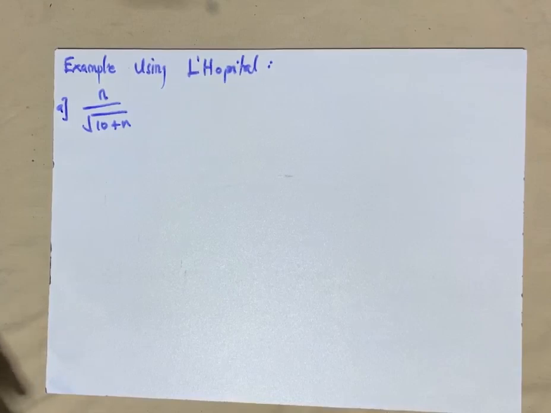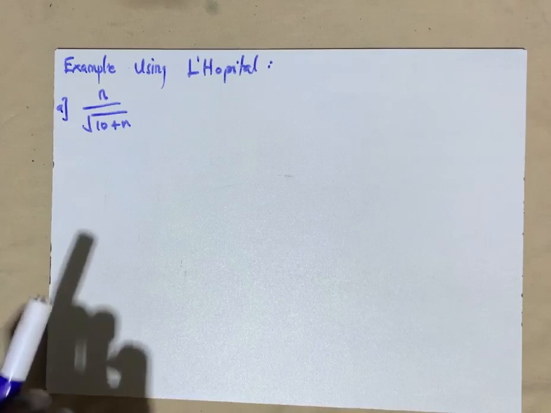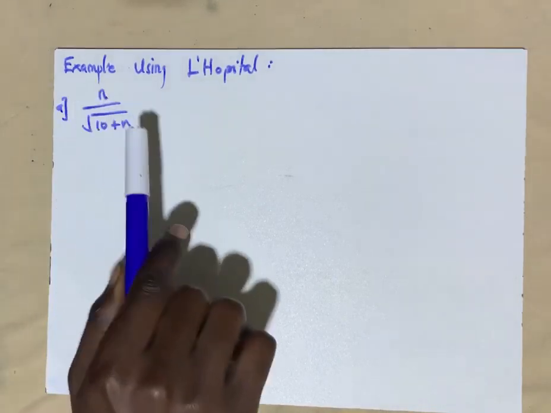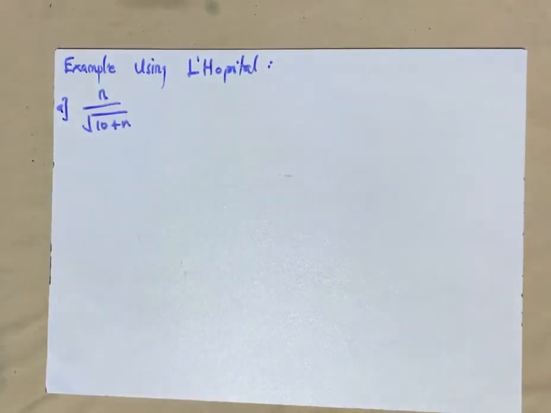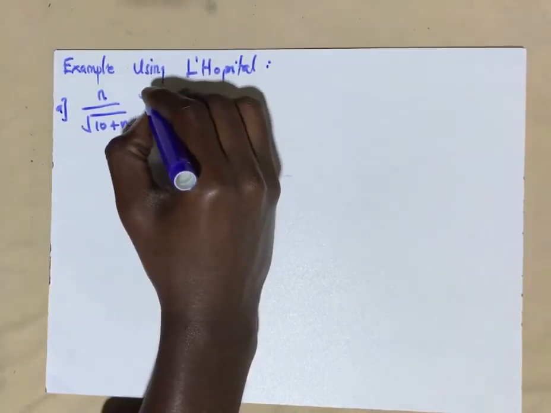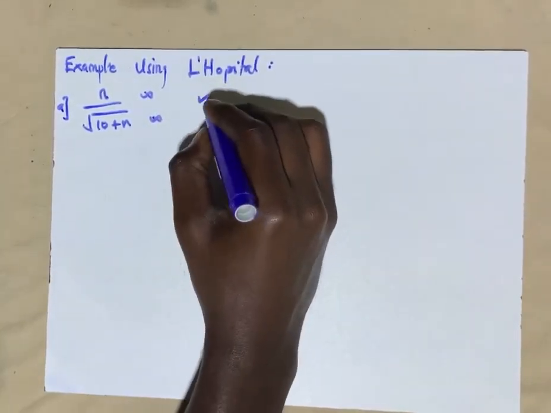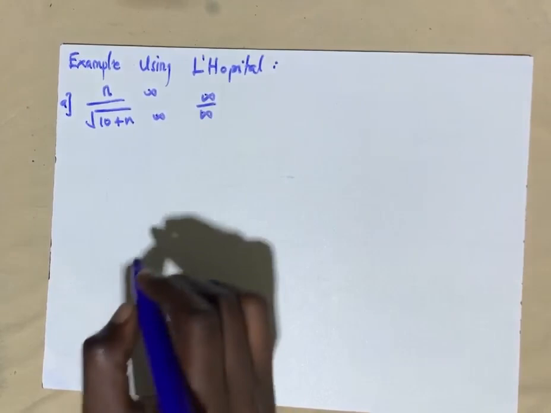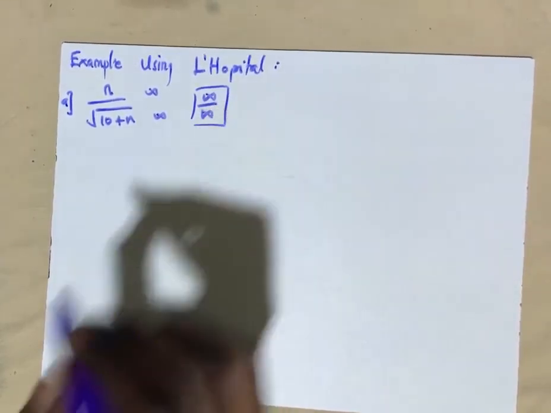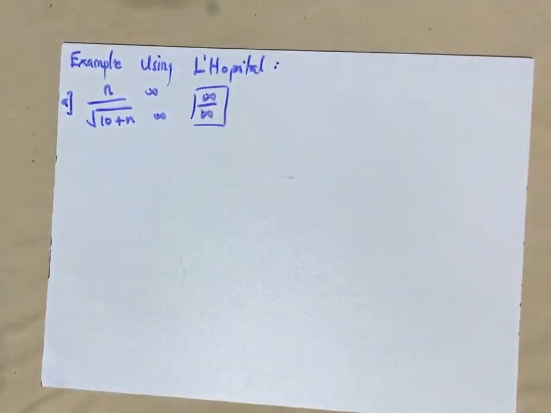Let's look at how we are going to use L'Hopital's rule to solve the same problem. Now, L'Hopital's rule, what does it say? Or when do we know we can use L'Hopital's rule? Now, when you input infinity into this expression, you realize that n is going to go to infinity, and the denominator is also going to infinity. So we have an indeterminate form. Now, anytime you have an indeterminate form, automatically the best method to use is L'Hopital's rule.